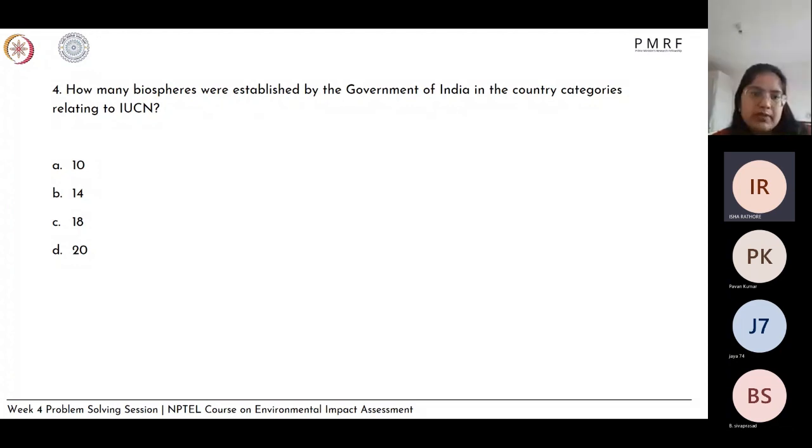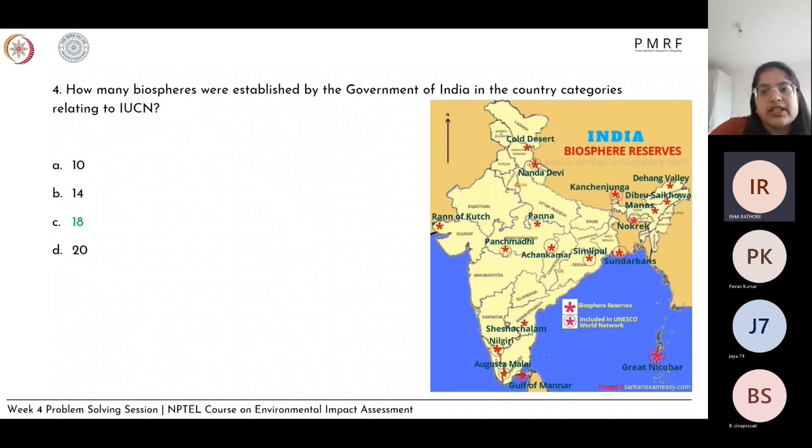Okay, question 4 was, how many biospheres were established by the Government of India in the country, in categories relating to the IUCN? The options are 10, 14, 18, and 20. Okay, so the correct answer is 18. India established 18 biosphere reserves, of which some are also included in the UNESCO World Network. So we have a total of 18 biosphere reserves.